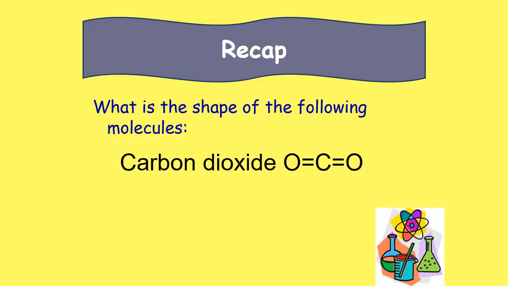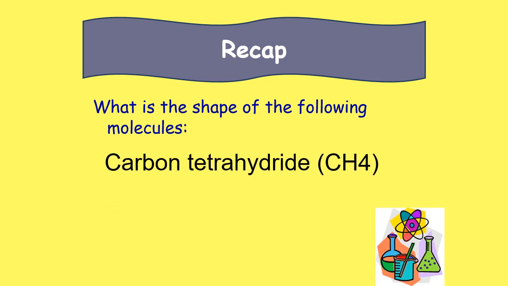So we've got carbon dioxide, and can you remember the name for the shape of a carbon dioxide molecule? Carbon dioxide is linear. And now we've got a compound, we've called it carbon tetrahydride and given the formula CH4. What shape does it have? Well, it's got 4 bonds, so it's tetrahedral. And carbon tetrahydride is just a different name for methane.